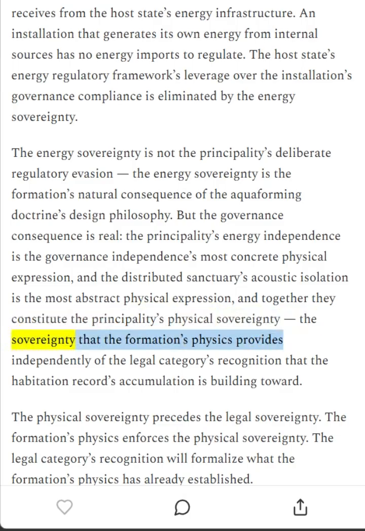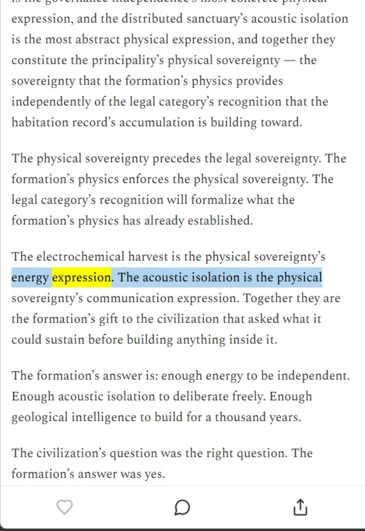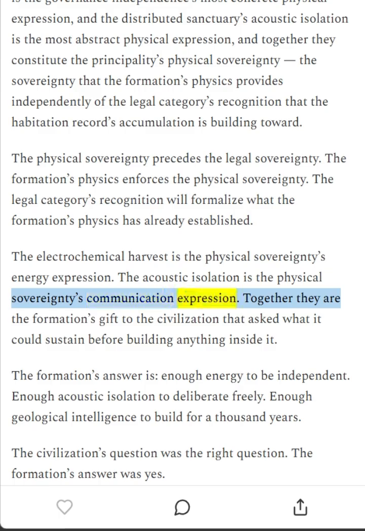The sovereignty that the formation's physics provides independently of the legal category's recognition that the habitation record's accumulation is building toward. The physical sovereignty precedes the legal sovereignty. The formation's physics enforces the physical sovereignty. The legal category's recognition will formalize what the formation's physics has already established. The electrochemical harvest is the physical sovereignty's energy expression. The acoustic isolation is the physical sovereignty's communication expression.